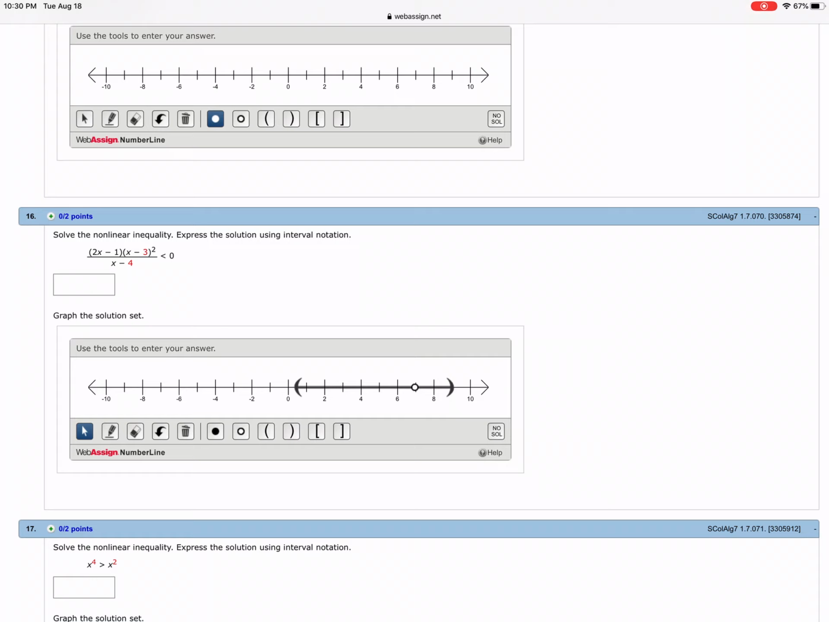Again, I do not believe WebAssign will accept back-to-back parentheses like that. I believe that the way WebAssign will accept the solution to this problem is to use the empty circle to indicate that you're skipping the 7. But try it both ways and see what happens. Report back.